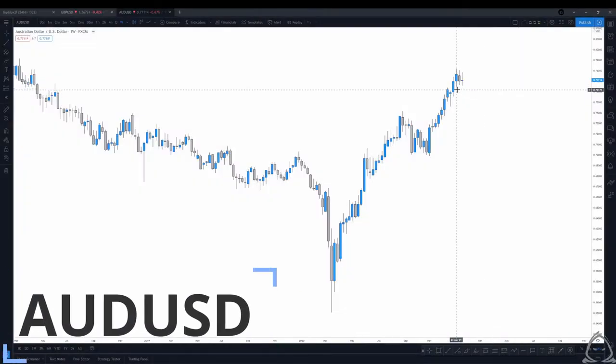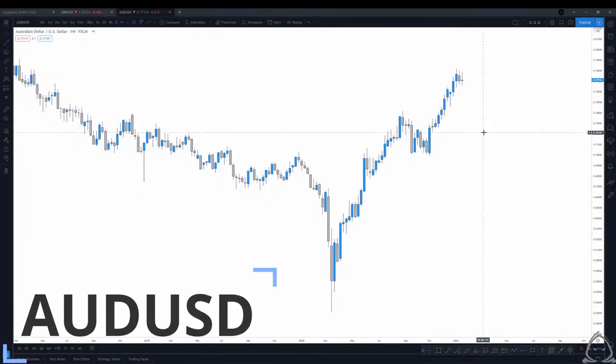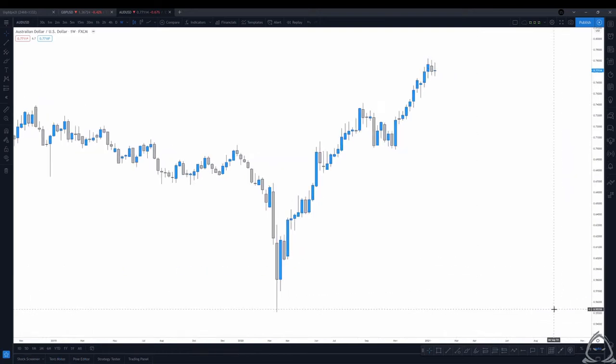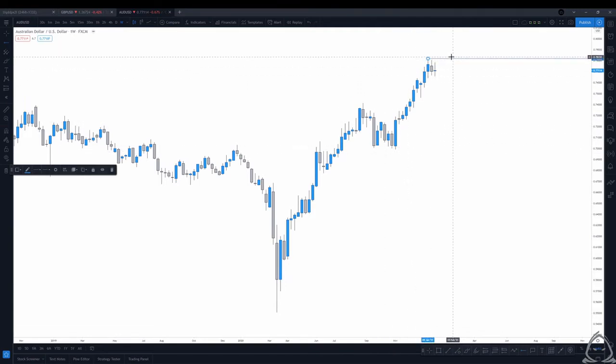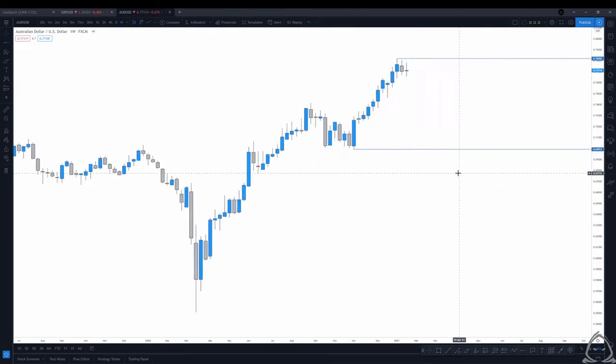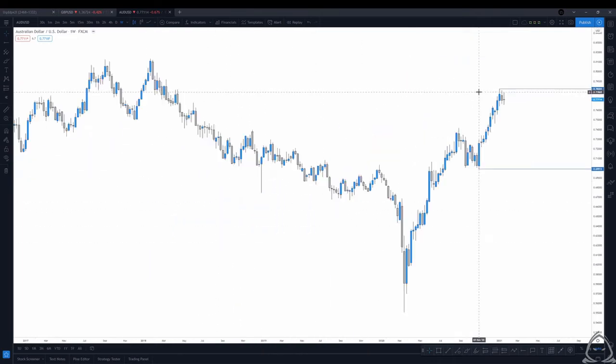Let's start with Aussie dollar, and we'll start with the weekly chart. When we're looking at the weekly chart, not a whole lot has changed from the previous commentaries. As we can see, we're still in this overall bullish move. Our weekly high is this spot right here, this swing high, and our weekly low is right here. And as we can see, we're just making higher highs and higher lows.